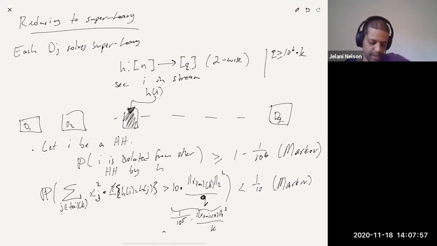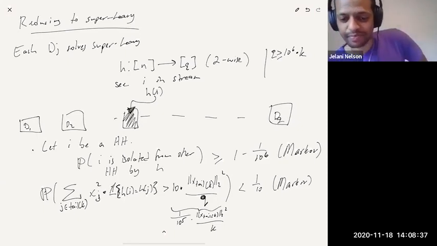So the probability that you're not isolated from all the other heavy hitters is 1 over a million. The probability that there's too much light mass in your bucket is at most 1 over 10. If neither of these two events happens, you will be super heavy, right? Because by definition, if you're a heavy hitter, you are bigger than 1 over k times x tail k squared. And I'm saying that the remaining light mass, the noise in your bucket, is with high probability only a 1 over 100,000 times smaller than that. Does that make sense?